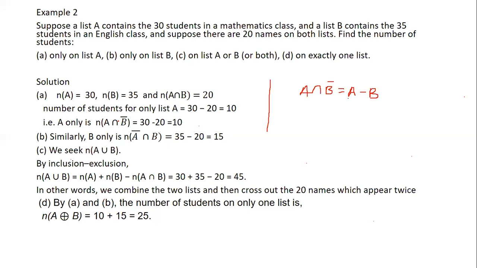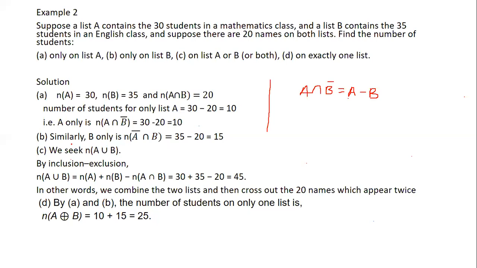So we have A only. Now you have N of A intersection not B, which is the same as A, which is 30, and not B is 20. It means we are subtracting the intersection of both A and B from it. That is, we are taking B out. So we get 10 here.